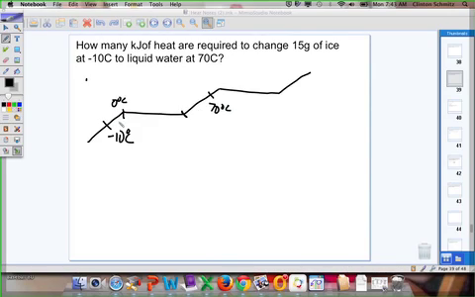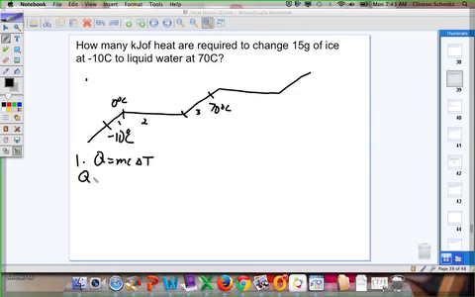And you can see that you have 1, 2, 3 segments on the graph. That means you're going to have to do 3 different problems. So problem number 1, you have to figure out how much heat it takes to warm the ice up from -10 to 0 where it will melt. So you're going to use Q equals mc delta T. Wherever the graph is slanted, you're going to be using the Q equals mc delta T.